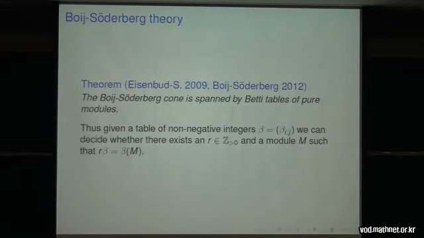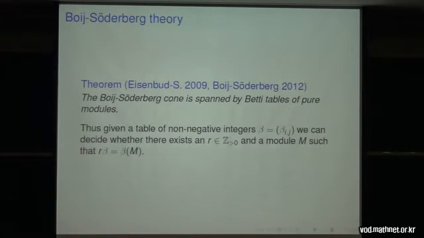This is one of the main results of Boij-Söderberg theory, a theorem of Eisenbud and Schreyer, and then of course Boij and Söderberg, who got the idea that such a theorem could be true. The Boij-Söderberg cone is spanned by Betti tables of pure modules. Thus, given a table of non-negative integers beta, with entries beta_ij, we can decide whether there exists an integer r greater than 0 and a module M such that r times the table is a Betti table of a module. That is a thing which we can decide. We cannot decide whether beta is a Betti table itself, but whether a multiple of beta is a Betti table of a module can be decided. And the module is actually explicitly constructed.